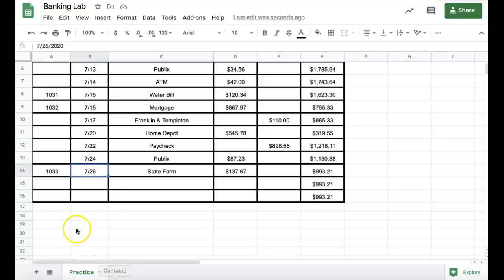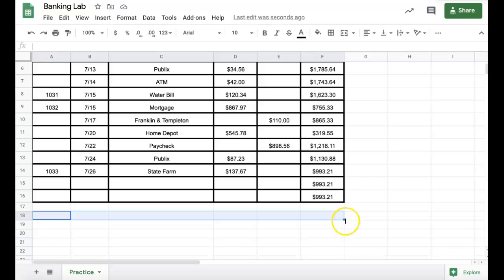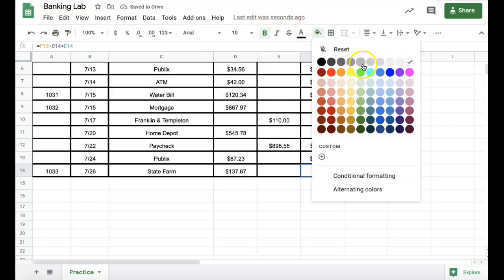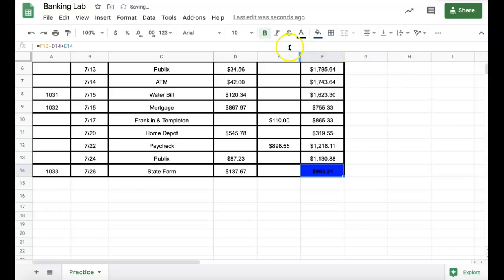I thought I had the right number of lines, but I don't. So what you could do is highlight this row, which is just a bunch of blank cells, and copy that little blue corner, copy it over the bottom two, because we didn't need them. And that should have been your final balance at the end of all of this. So I made the final balance a different color. I made it a little bit bigger.